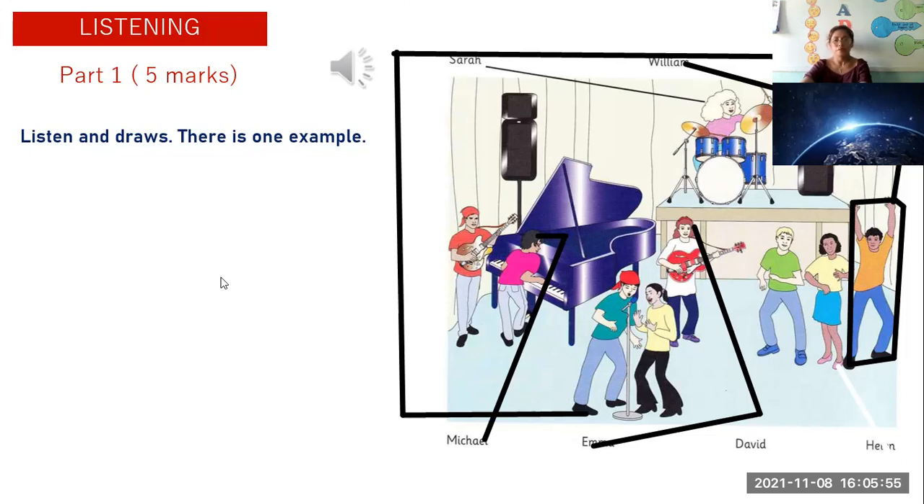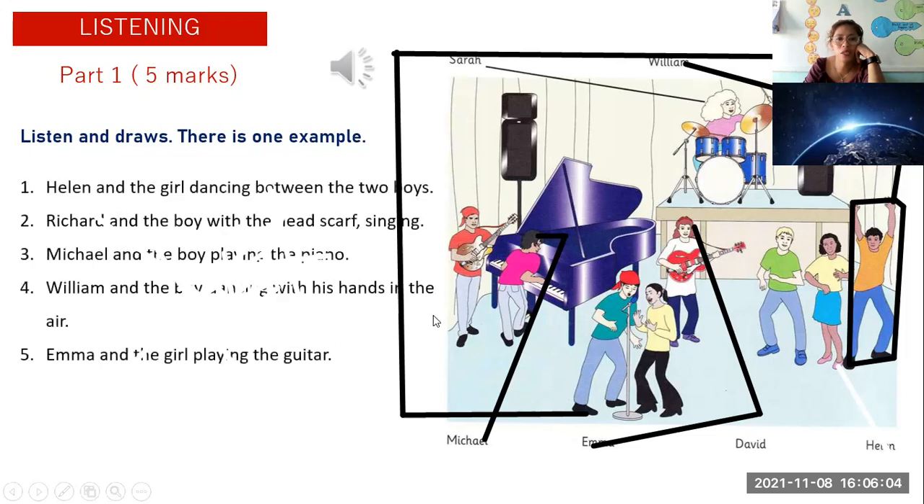Okay. So you have to listen and draw. There is one example. Okay, please dance. So you have here. Okay, please, we have Helen. Oh, let us check Helen. Oh, this girl is Helen, who is dancing between the two boys. Okay, she is wearing yellow.